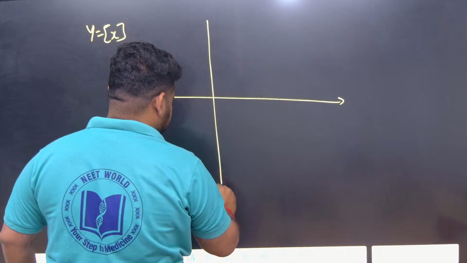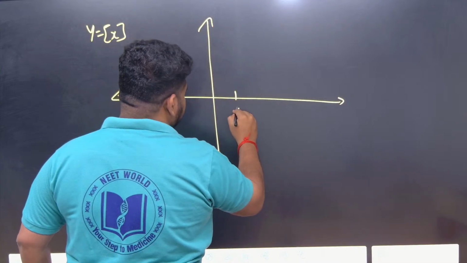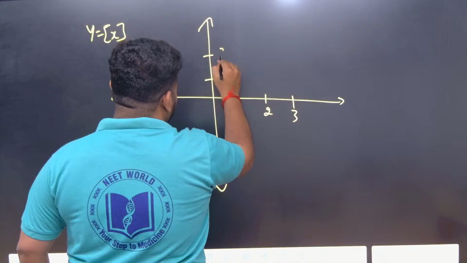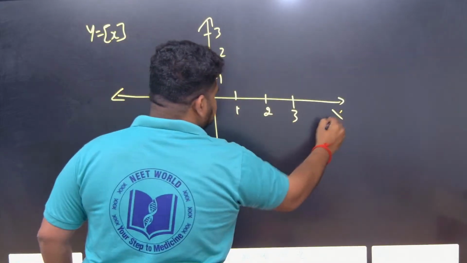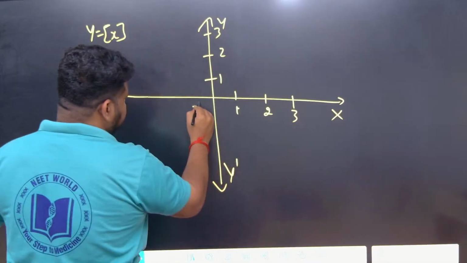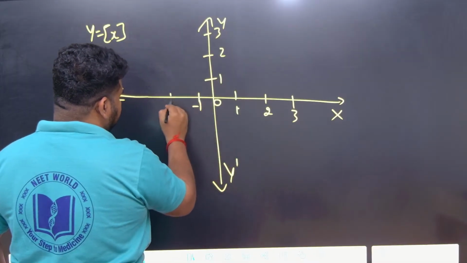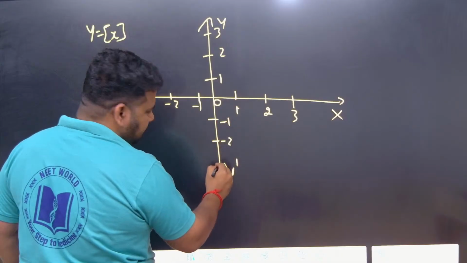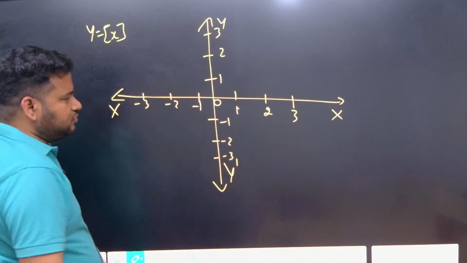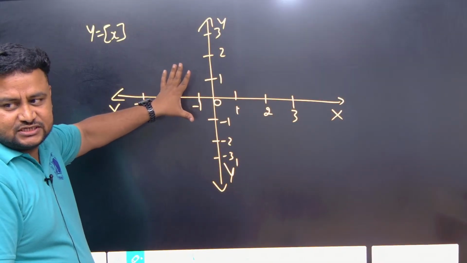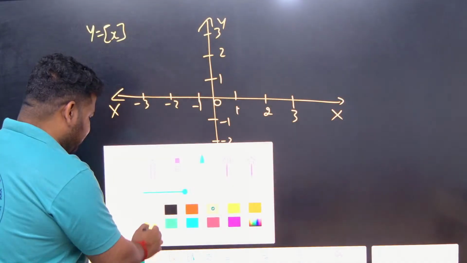like this, let this be 1, 2, 3, 1, 2 and 3. Here it is x, x dash, y, y dash. Here it will be minus 1, this will be 0, minus 2, minus 3. Here in the same way, minus 1, minus 2 and minus 3. So I am drawing the graph for the step function, the greatest integer function. What we have to do, observe carefully.